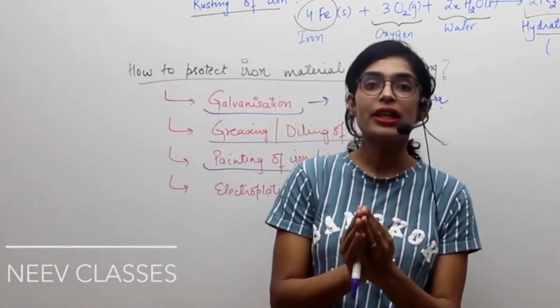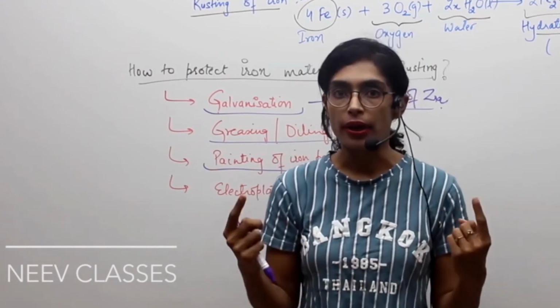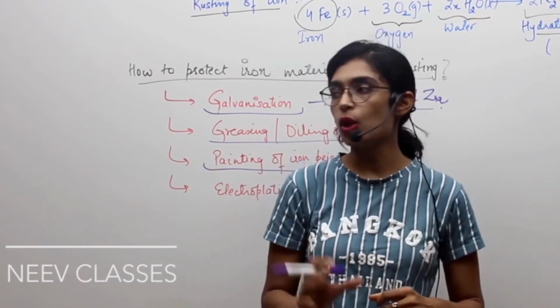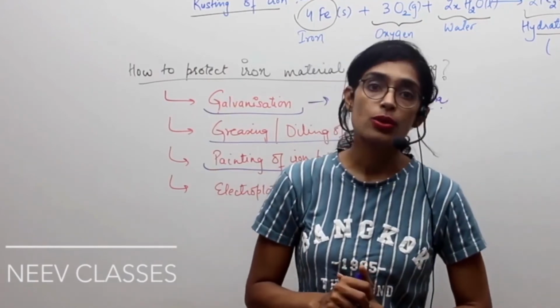Rusting happens specifically in the presence of oxygen and moisture both. It's not "or". It's not only oxygen affecting iron or only water affecting iron. Both should be present for rusting to happen.